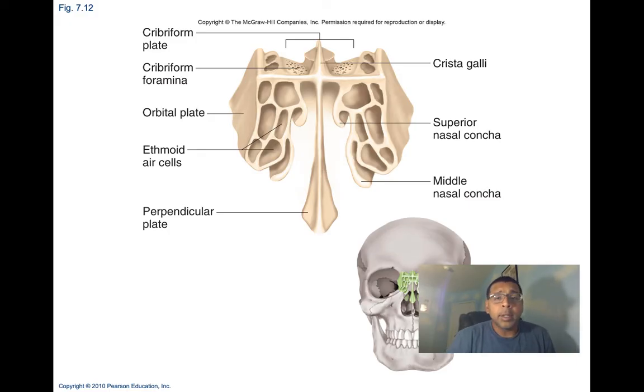Next then we have the superior and middle nasal conchae. The superior and middle nasal conchae are found extending medially from the lateral masses. They are delicately coiled, scroll-like structures. And what they do is they help to create turbulence in the inspired air. And you can see they protrude into the nasal cavity.